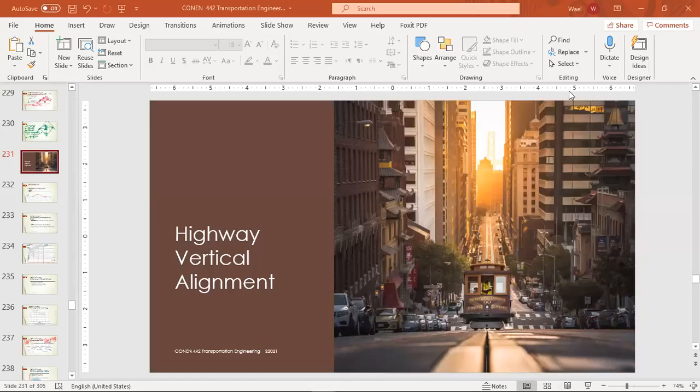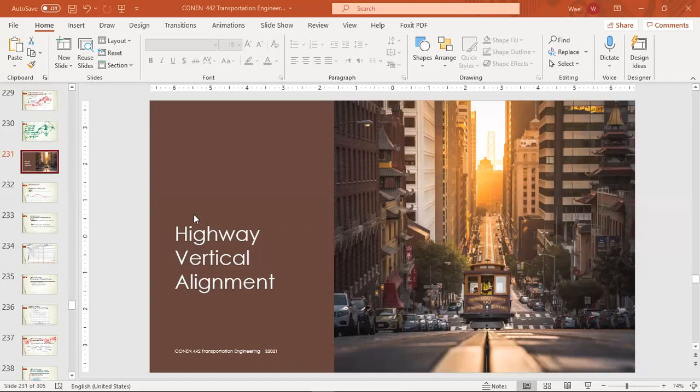Today we are going to start our review before the second midterm. As I mentioned before, the second midterm will cover highway vertical alignment and the fundamentals of pavement design and construction.